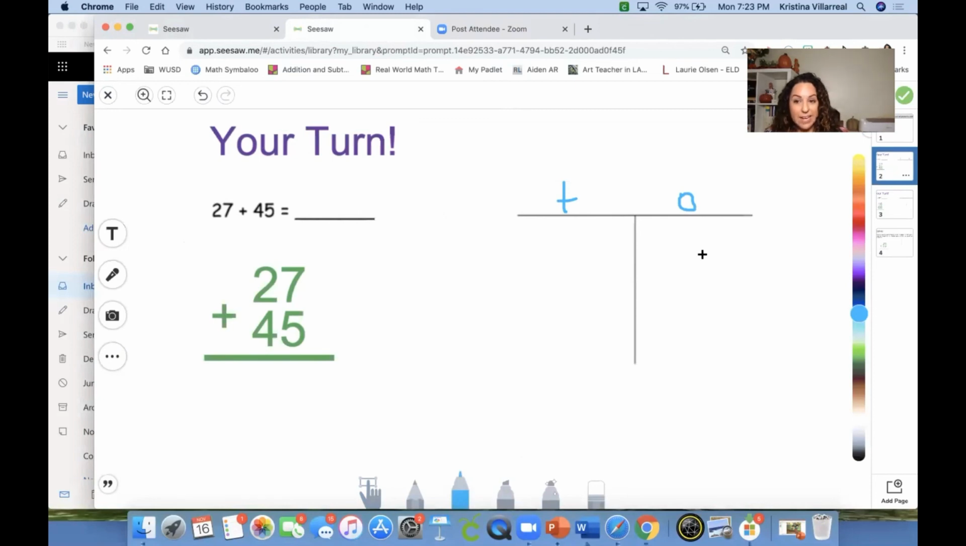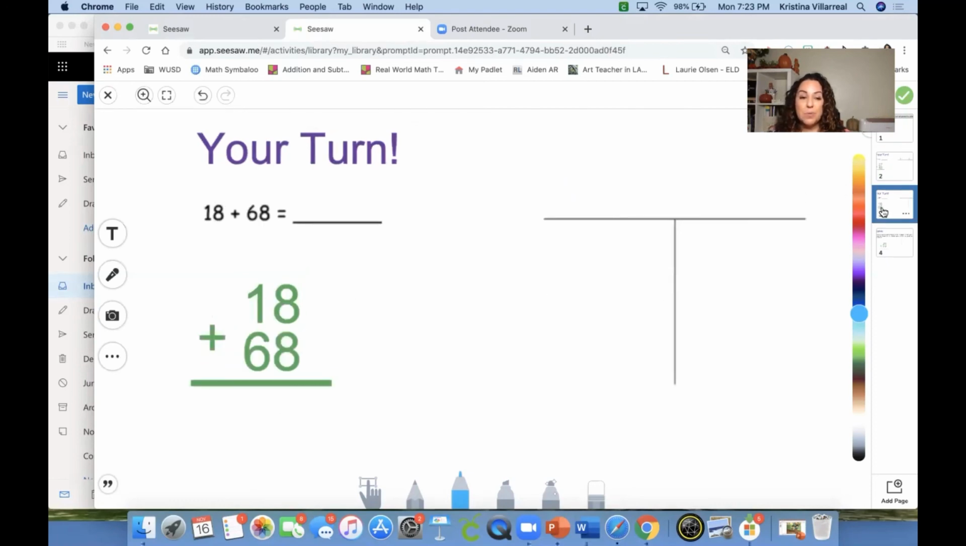You have to draw it out, so make sure you get your stylus because that will help you a lot. Or you can just try your best and do it with shapes or however you need to. But 2 10s, 7 1s, and then you have to make 4 10s and 5 1s. And then after that, you can write the answer right here. Okay, the next problem, we have 18 plus 68.